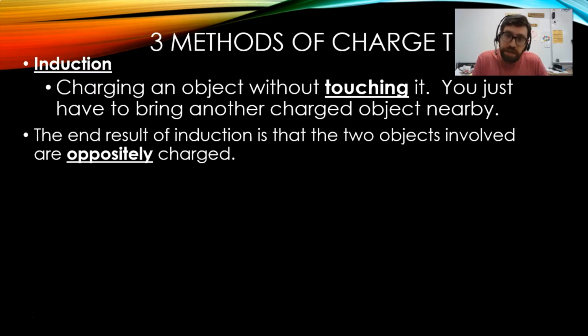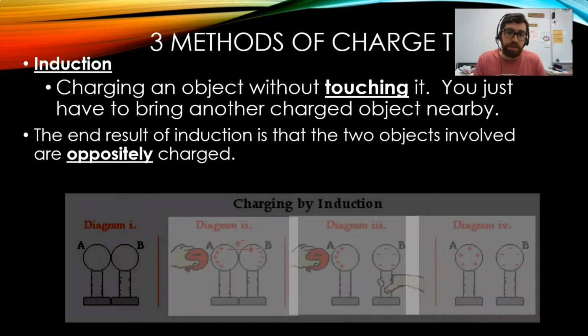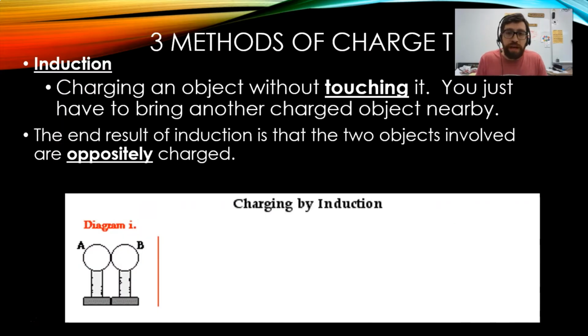This is different than conduction. With conduction, we ended up with the same charge. Here we end up with the opposite charge. Here's how it works. On the left, we have a diagram of two neutral objects. Let's just say they're neutral. Once again, neutral doesn't mean no charge. It means equal numbers of protons and electrons.